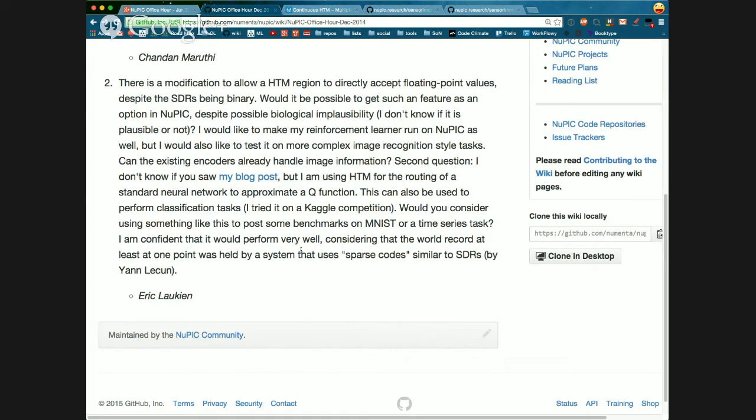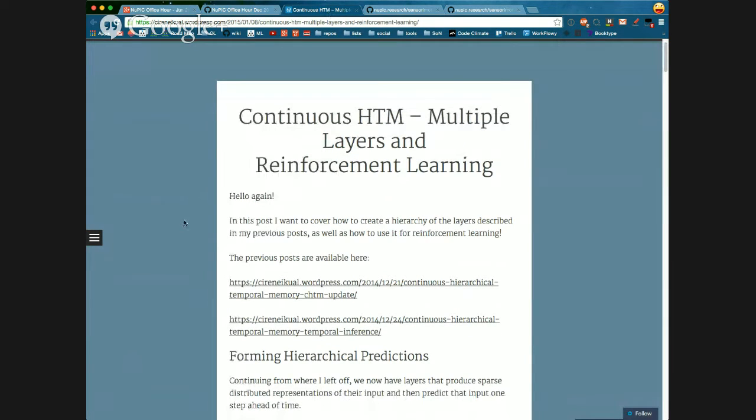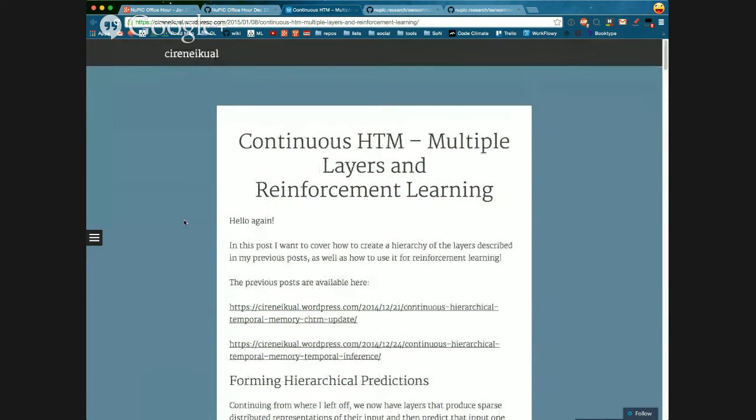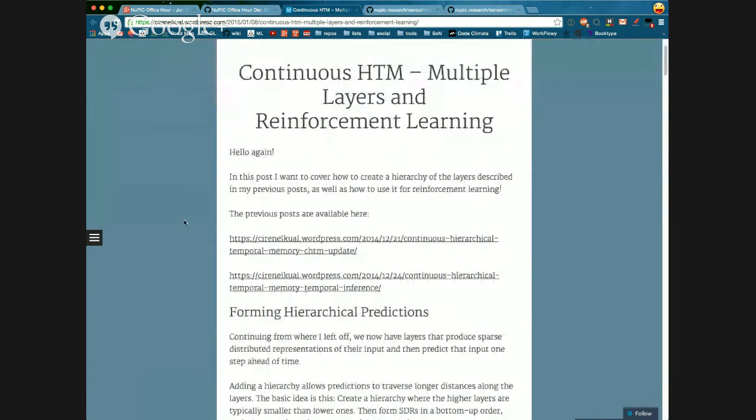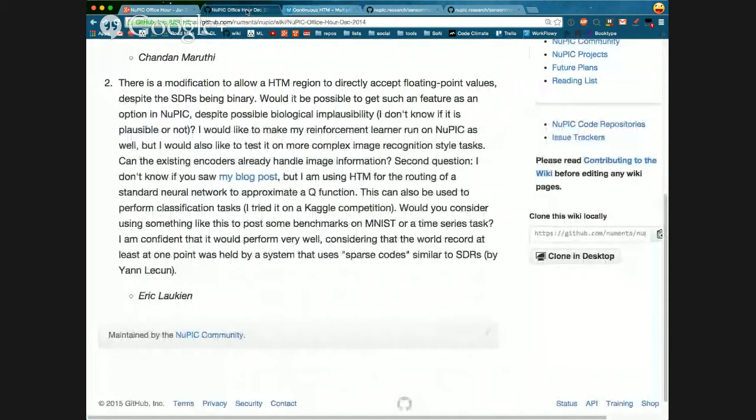I'm confident it would perform very well, considering that the world record, at least at one point, was held by a system that uses sparse code similar to SDRs by Yang. So this is Eric's blog, and this is a bunch of posts recently about his implementation of a continuous HTM system. We don't have time to read through this right now, but I think a couple of you have at least been keeping up a bit with his work. Maybe you can help answer this very detailed question.